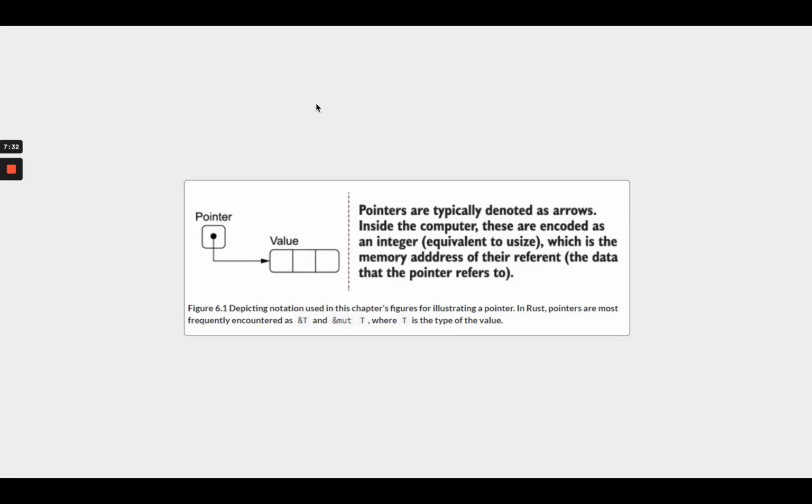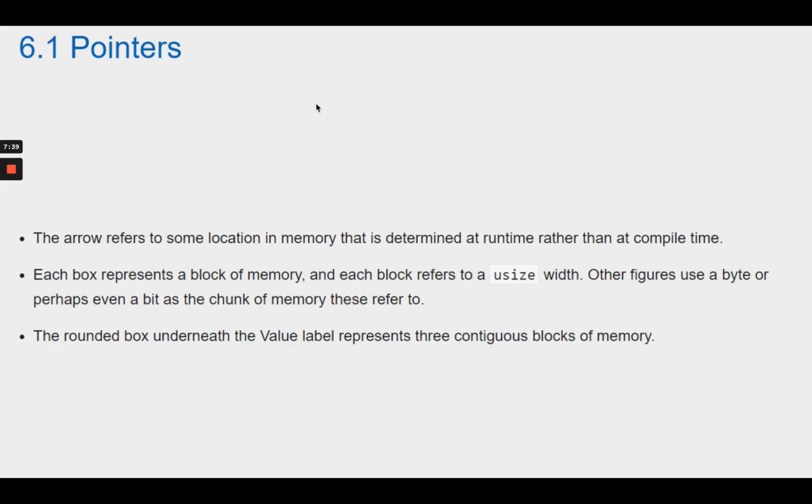The first thing to grasp is the notation used in this chapter's figures. Figure 6.1 introduces 3 concepts. The arrow refers to some location in memory that is determined at runtime rather than at compile time. Each box represents a block of memory, and each block refers to a usize width. Other figures use a byte or perhaps even a bit as the chunk of memory these refer to. The rounded box underneath the value label represents 3 contiguous blocks of memory.